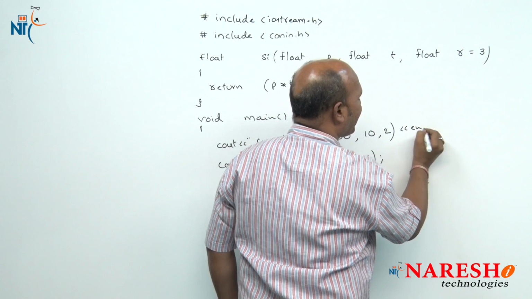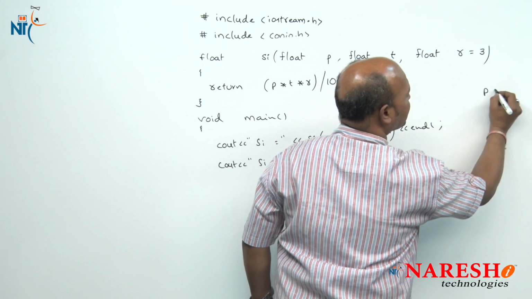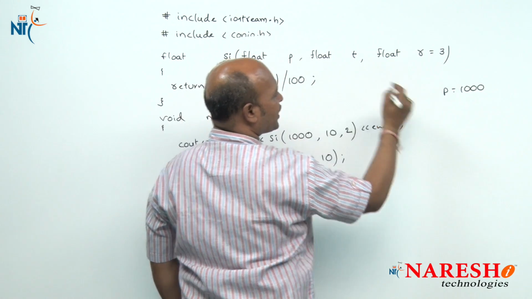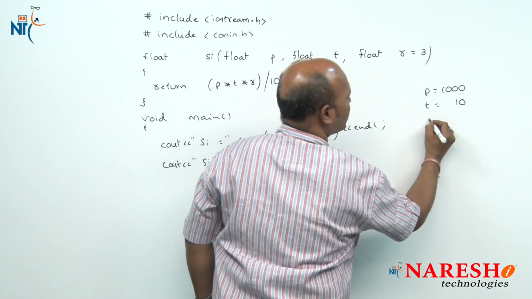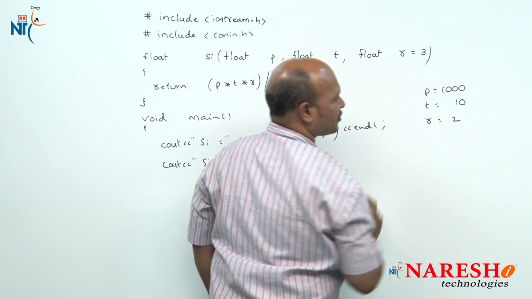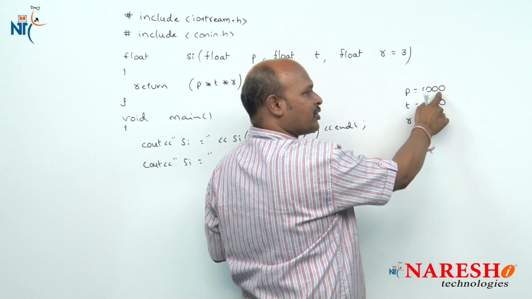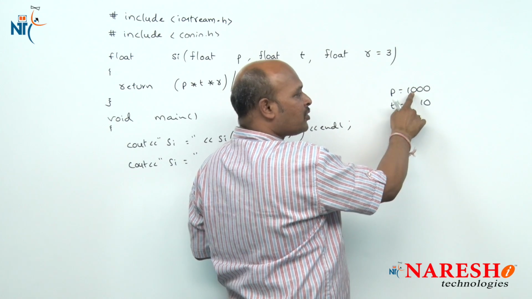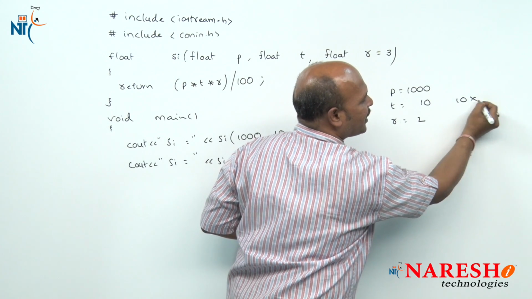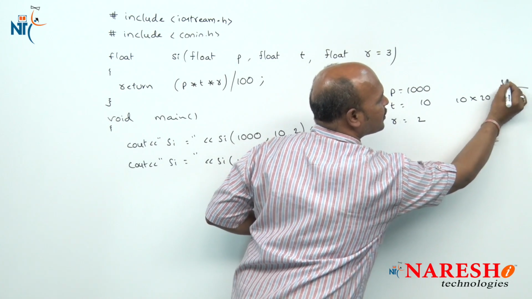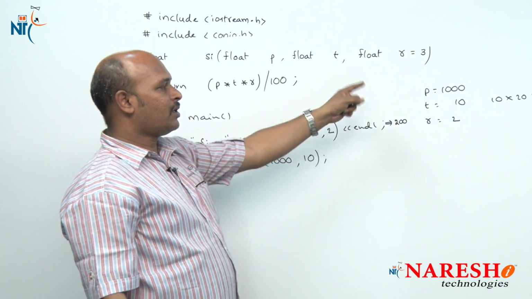Here what happened, 1000 is received by P now. P value becomes 1000. Next, 10 is passed to T, T value becomes 10, and 2 is passed to R, meaning 3 is replaced with 2. R value is replaced with 2. Now what happens, 10 months. Interest rate 2. Here 10 hundreds are there in this example, meaning for 100, 2 rupees. Now 10 hundreds, that is why 10 into 20, like that for 10 months. That is why the total answer is 10 into 20, 200 is the simple interest. That is why this program gives the answer 200 rupees simple interest for 1000 rupees.